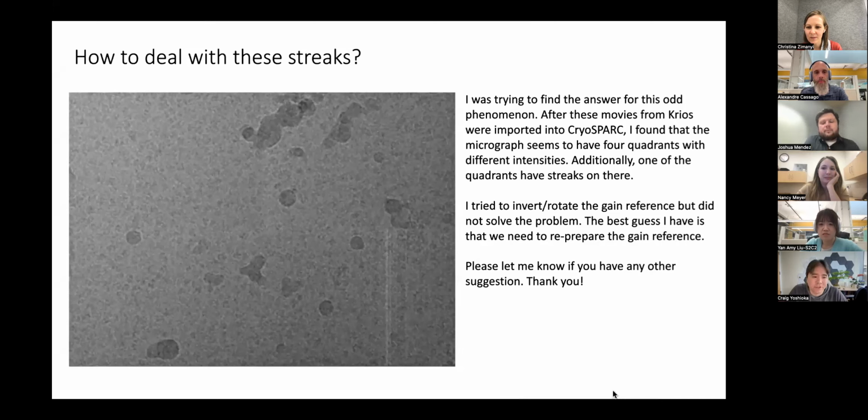So I've had good luck correcting data sets like this. As long as that feature is consistent across the entire data set, then you can average it all together and do sort of an ad hoc gain.